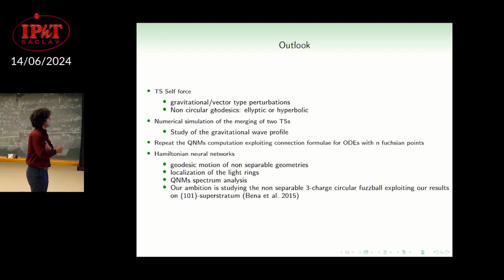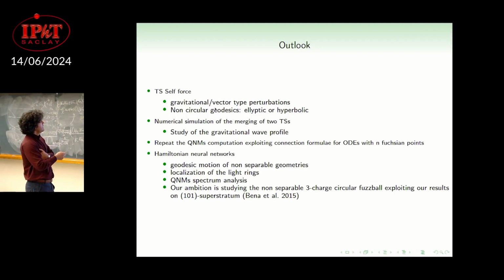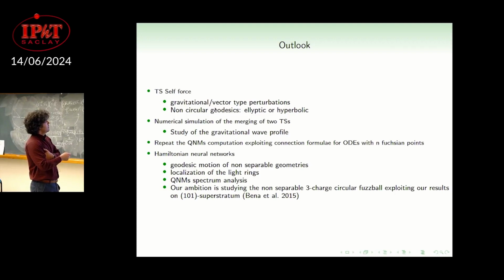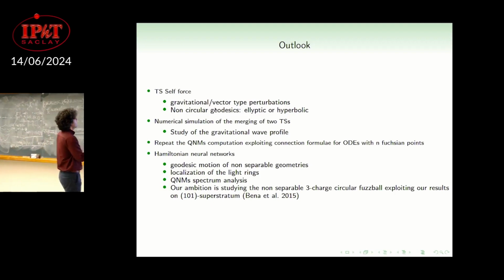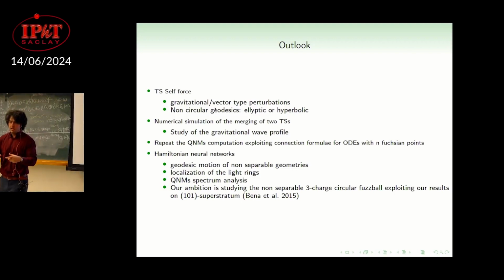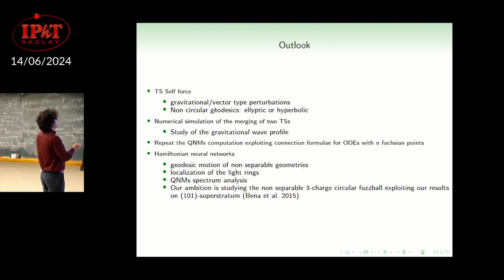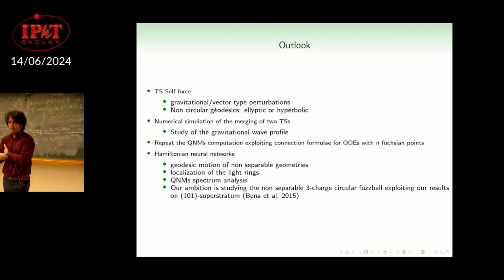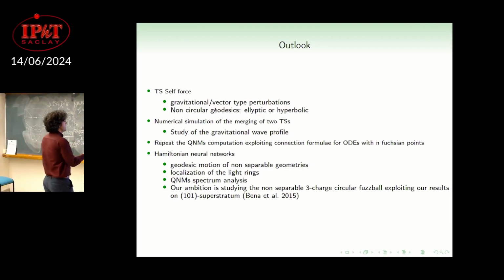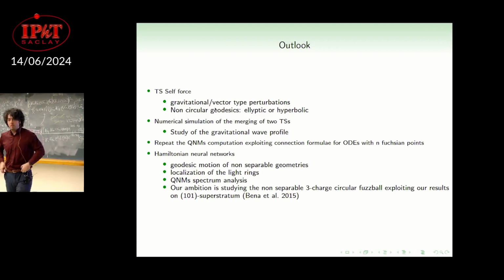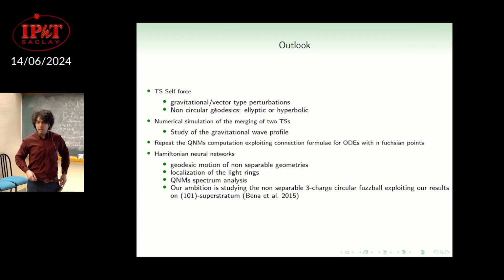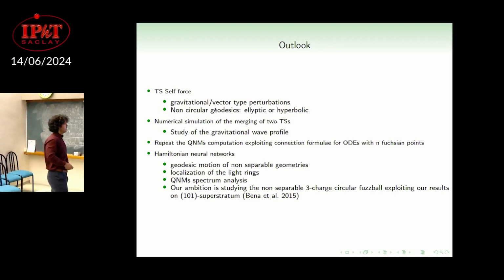The calculation of the topological star self force can probably be generalized in two ways. The calculation can be repeated by studying not the scalar but the gravitational vectorial perturbation. And you can generalize from circular geodesics to hyperbolic or elliptic geodesics. According to me, from a more computational point of view, it would be interesting to try to simulate the merging of two topological stars in order to study the gravitational wave signal.